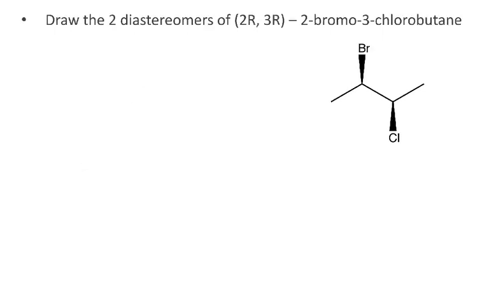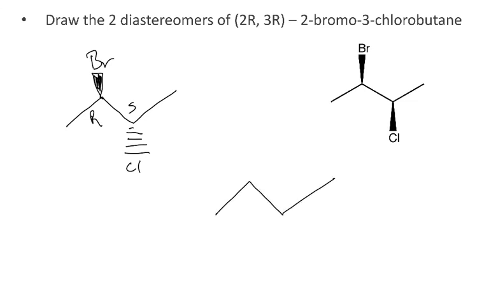Okay, so now they want me to draw the 2 diastereomers of this compound. So this compound is RR, the enantiomer is SS, so the 2 diastereomers are going to be RS and SR. So if I draw that, that would be R, S, and then this would be SR.